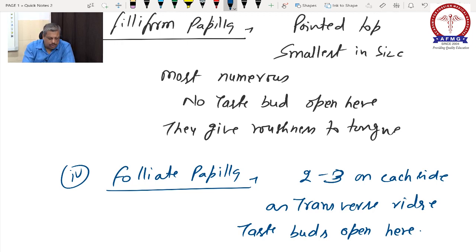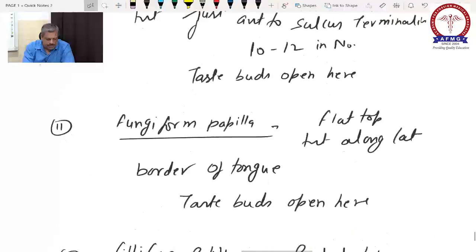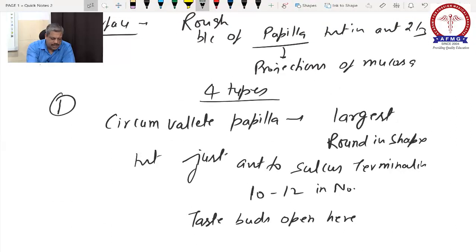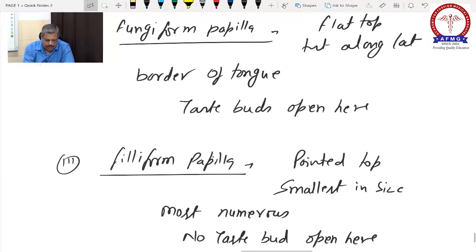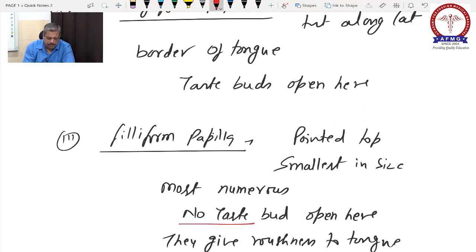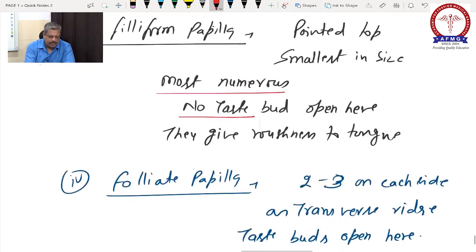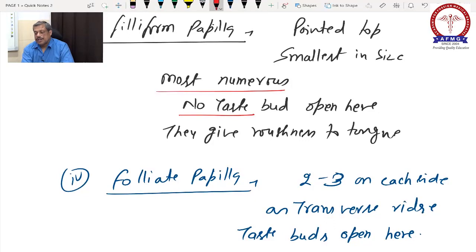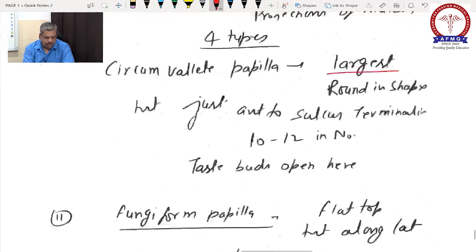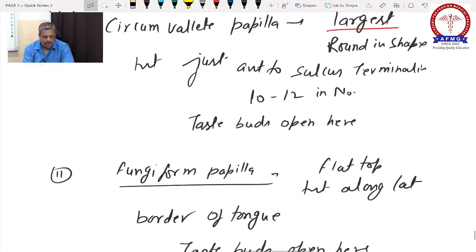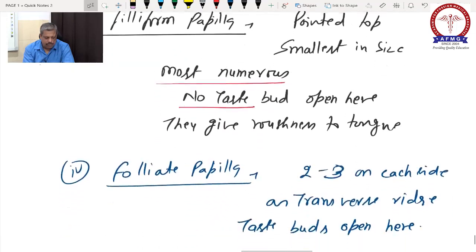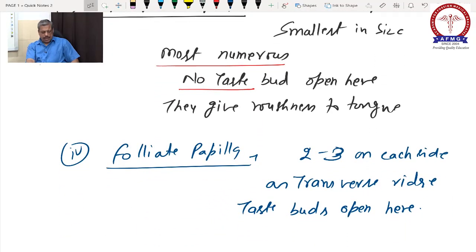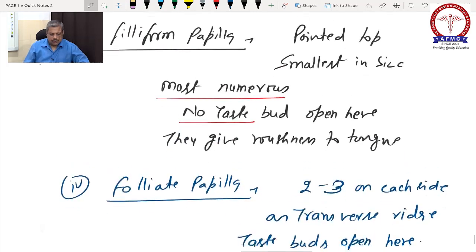Clear? So understand what questions can be framed here. Largest papilla is the circumvallate papilla. The papilla where no taste bud opens, answer is filiform papilla. The maximum papilla are the filiform papilla. The papilla which are minimum in number are the foliate papilla. Clear? So there are a total of 4 types of papillas: circumvallate papilla, fungiform papilla, filiform papilla, and foliate papilla. So these are the 4 types of papilla.